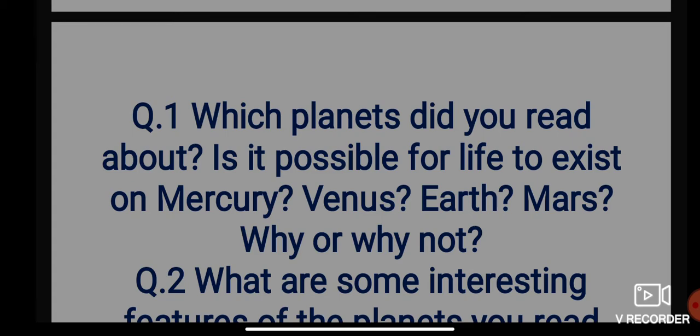The reason why? Because the Earth has an atmosphere that is made up of oxygen and experiences moderate temperature, means not very hot and neither very cold. It has a moderate temperature, and due to the presence of water. On Earth you will find water, not on the other three planets. Like Mercury, Venus, and Mars, you won't find water. Life is also not possible on Mars because it has an atmosphere of carbon dioxide. All right, so that's it.